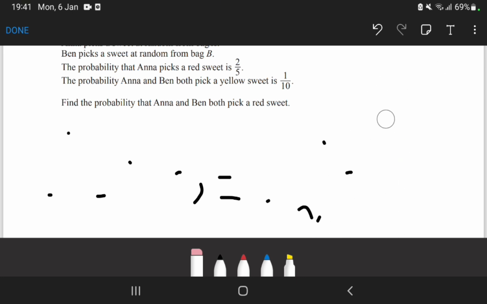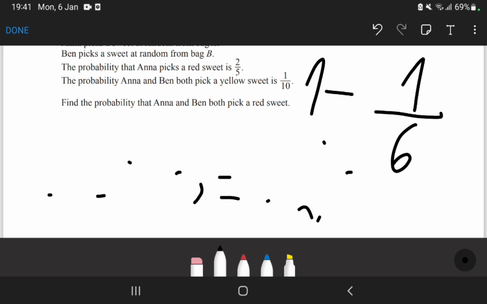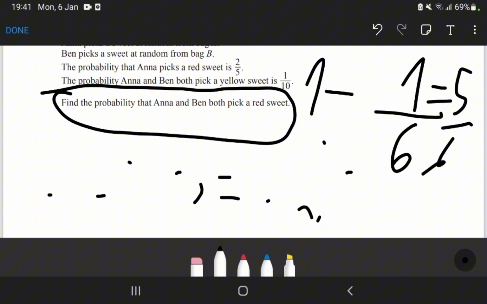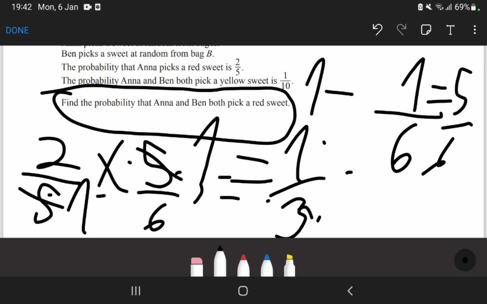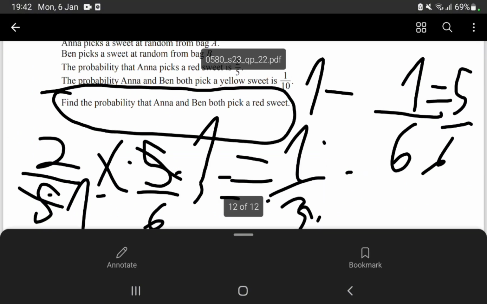Just give me a second. So the probability of Ben getting a yellow sweet is 1 over 6. To find the probability that Ben gets a red sweet, we do 1 minus 1 over 6, which gives us 5 over 6. Now to find the probability that both of them pick a red sweet, we do 2 over 5 times 5 over 6, which gives us 1 over 3. Okay, so that's it for this paper.